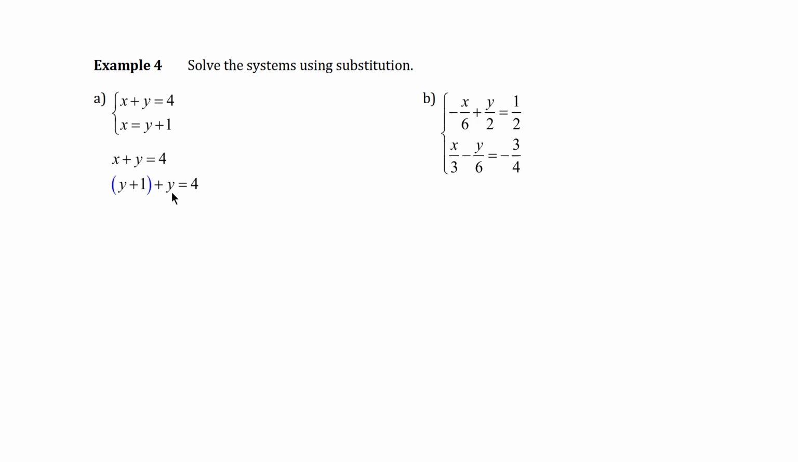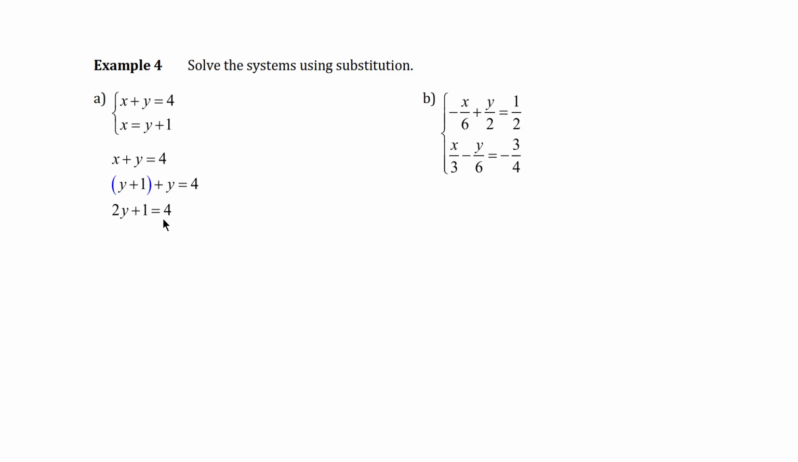Starting with the left-hand side, we combine like terms. We add together the two y's to get 2y. We bring down the plus 1, and on the right-hand side, we bring down the positive 4. So the result is 2y plus 1 equals 4.